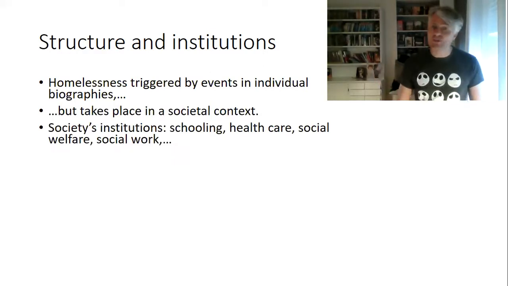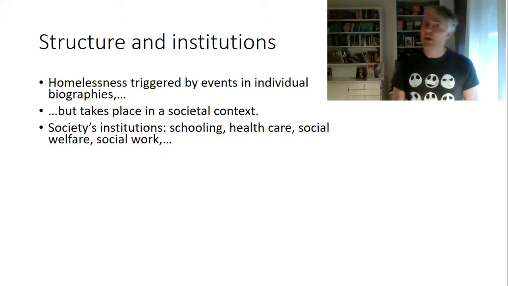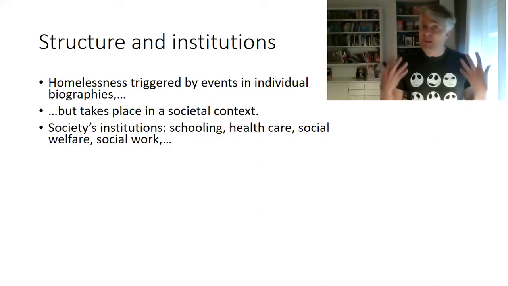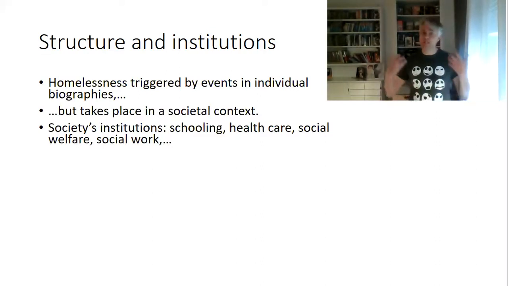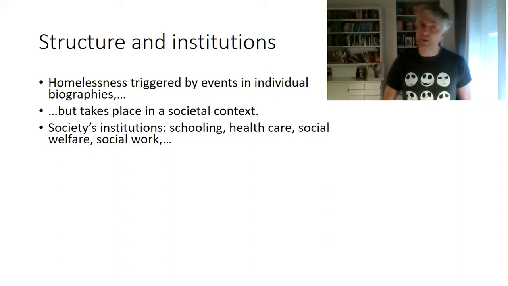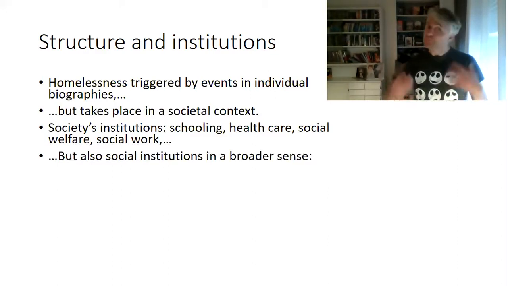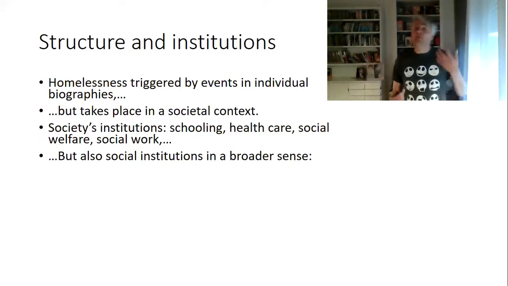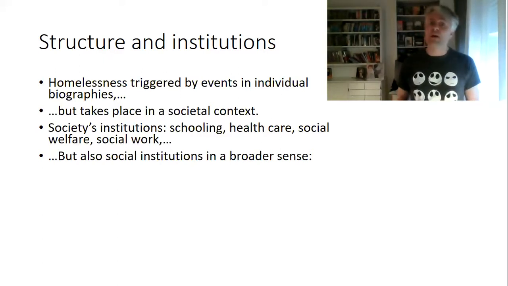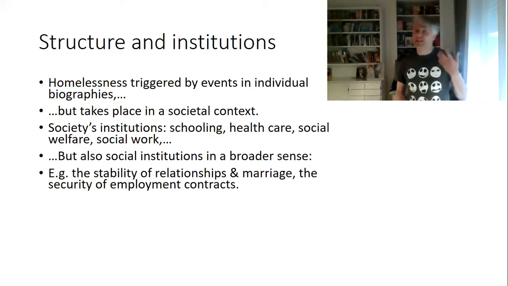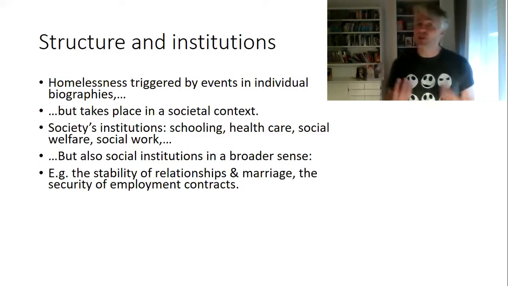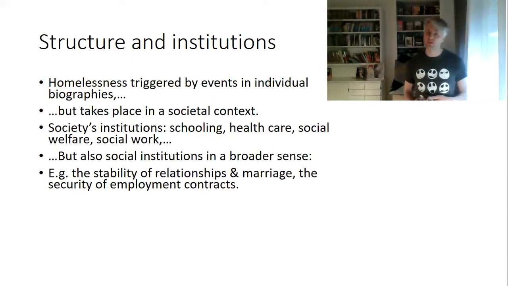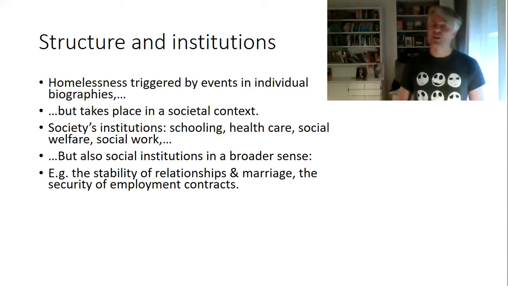Society's institutions, I could list some of them here: schooling, healthcare, social welfare, social work. These institutions may shape the experiences of a homeless person. They may play a role in somebody becoming homeless. And also, society's institutions in a broader sense are important here. For example, marriage, the role of marriage in society, the stability of relationships, the security of our employment contracts. So all of these less formal social institutions are also changing, maybe shaping trends in homelessness.